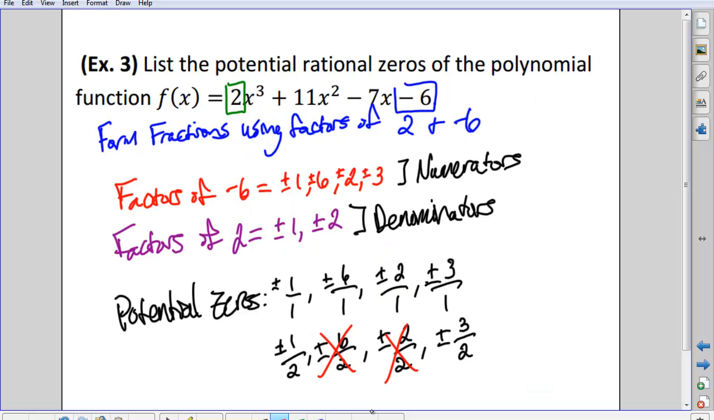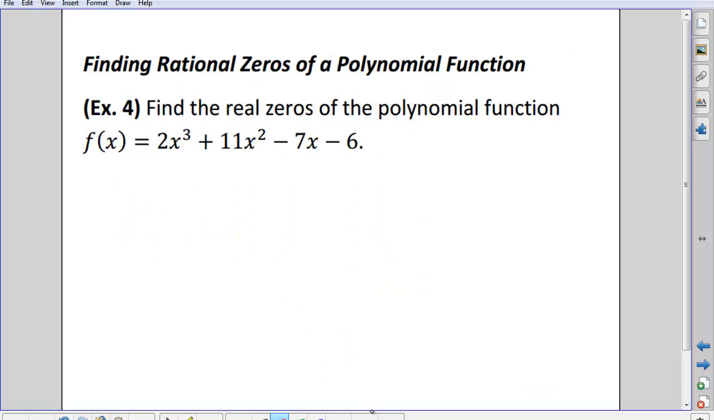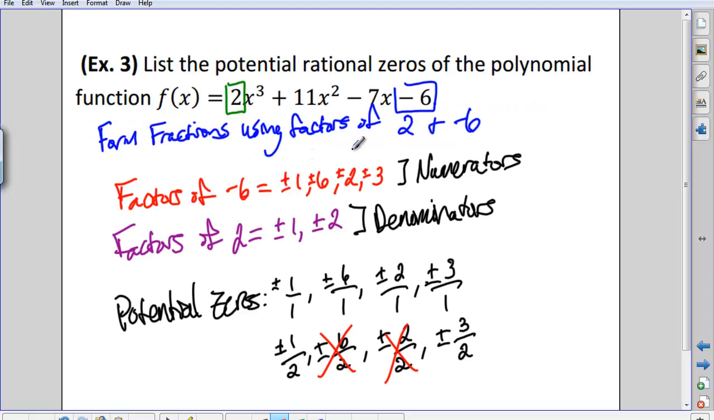So what's the next thing? That's the rational zeros theorem. That gives us this list. How is that helpful? Well, let's look at the next problem. It says, find the real zeros of this polynomial function. If you look at this, 2x cubed plus 11x squared minus 7x minus 6, that's the same as the previous example where we listed these potential zeros, right?